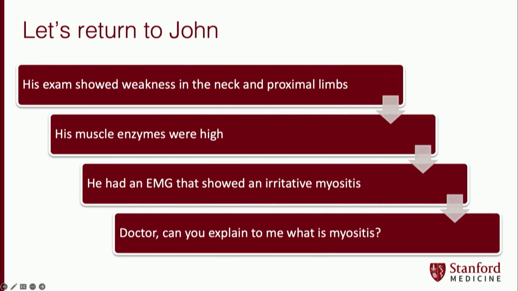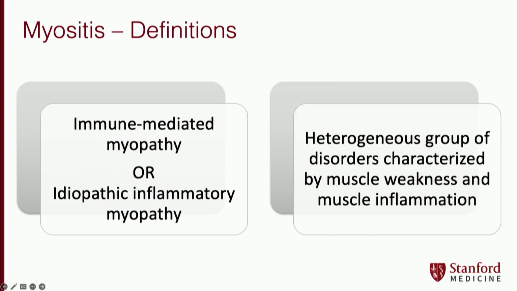and what's happening within the muscle to narrow down the diagnosis. So let's return to John. His exam showed weakness in the neck and the proximal limbs. His muscle enzymes were high. He had an EMG that showed an irritative myositis. And so he asked, "Doctor, can you explain to me what is myositis?" Myositis is a general term for diseases caused by muscle inflammation. We can say immune-mediated myopathy, and it means the same thing. We can say idiopathic inflammatory myopathy, and it also means the same thing. You might see these terms used interchangeably, because they refer to the same entities.